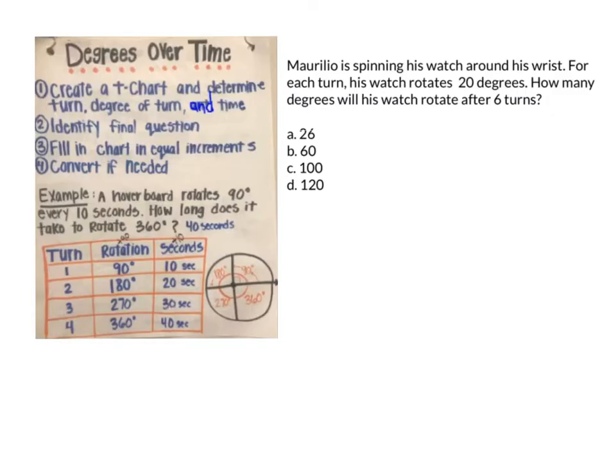Murillo is spinning his watch around his wrist. For each turn, his watch rotates 20 degrees. How many degrees will his watch rotate after 6 turns?